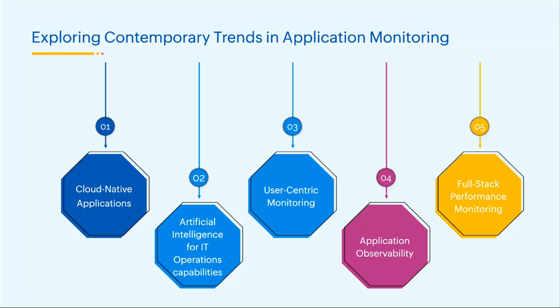And lastly, we have full stack performance monitoring. This approach focuses on identifying and resolving performance issues across the entire technology stack, from the front-end interface to the back-end infrastructure. It includes monitoring application code execution, server response times, database queries, and other key performance metrics like error rates and response times. By collecting real-time data across all these layers, organizations gain a complete, comprehensive view of their application health and performance.